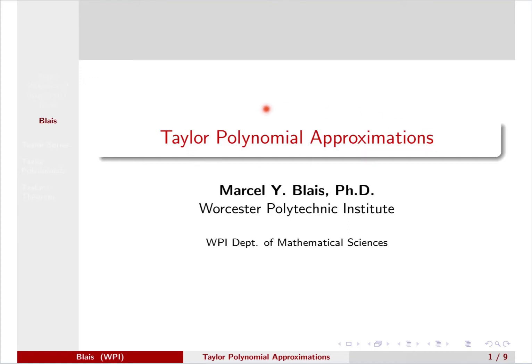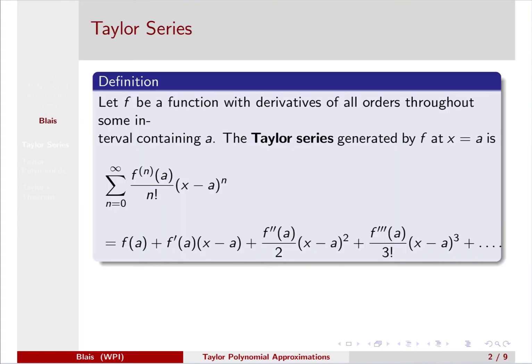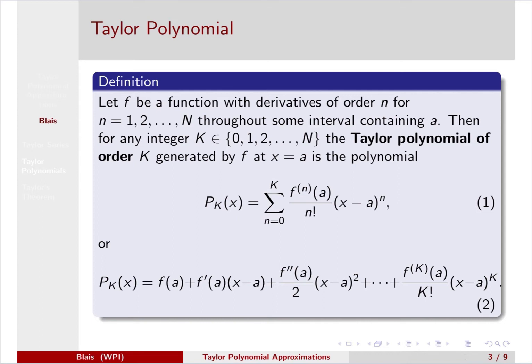In this lecture, we will be learning about Taylor polynomial approximations. Let's remind ourselves of the definition of a Taylor series. Given a function f with derivatives of all orders throughout some interval containing a, the Taylor series generated by f at x equals a is given here, and we see the first several terms written out. If we take a partial sum of that series, we call that a Taylor polynomial.